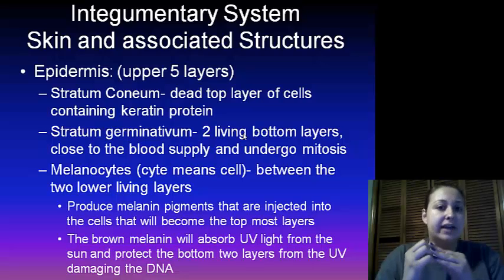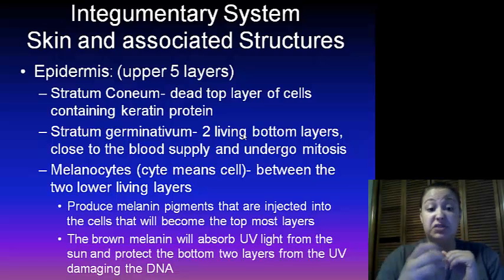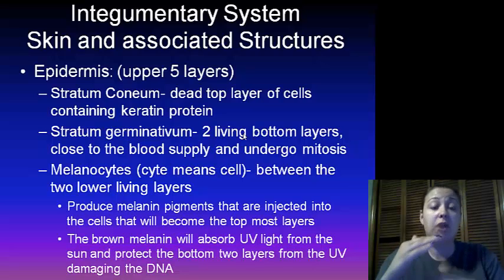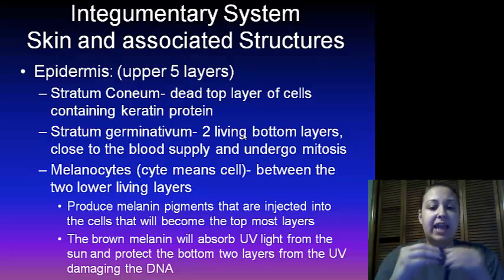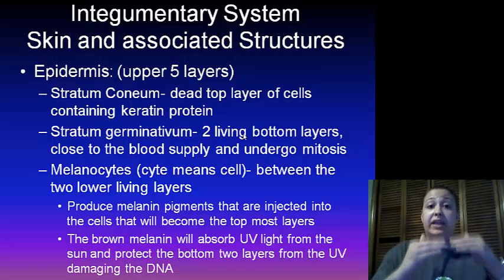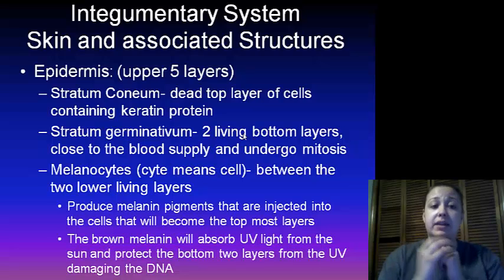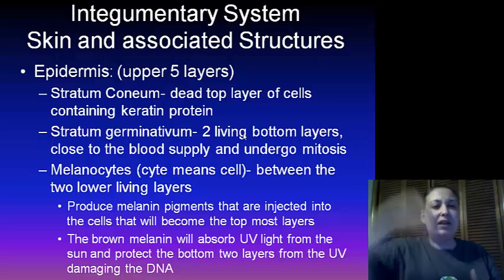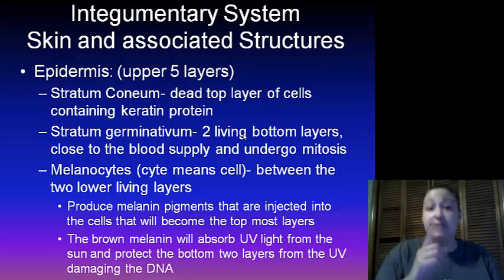The melanocytes, cyte meaning cells, so these are the cells that create melanin, are between the 2 bottommost living layers in our epidermis. They produce melanin and inject it into what will become the uppermost layer of our skin. The brown melanin will absorb UV light, protecting the bottommost living layers from the UV light coming in and damaging its DNA.